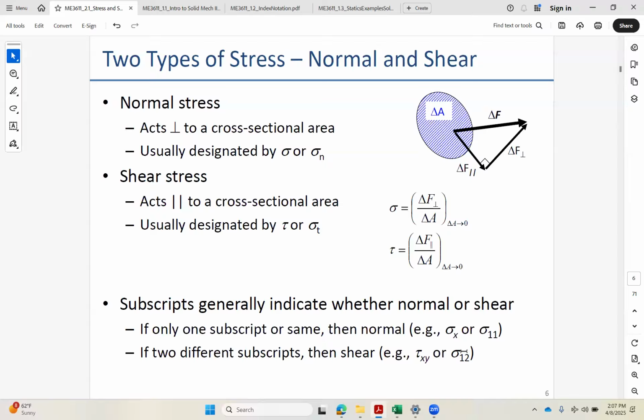So our normal stress is going to be the perpendicular force per area, shear stress, the shear force per same area. And our subscripts generally, if we see the same subscript or just one subscript, so sigma xx or just sigma x or 1, 1 if we're in the 1, 2, 3 instead of x, y, z, same thing though. That's going to be our normal stresses. And then if we see two different subscripts, that's going to clue us in that we're looking at a shear stress. So tau xy or sigma xy or sigma 1, 2. Anytime we have different subscripts, we know we're dealing with a shear stress.